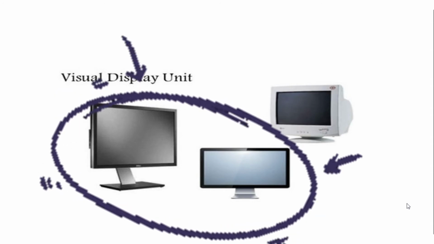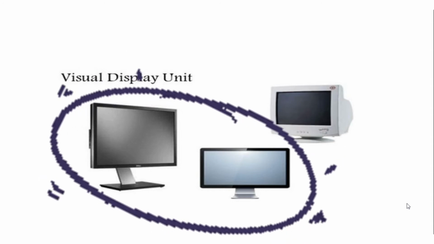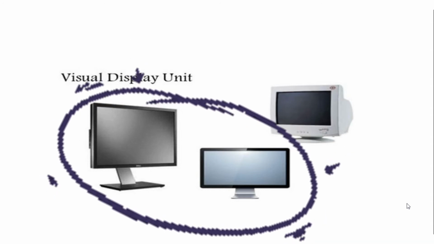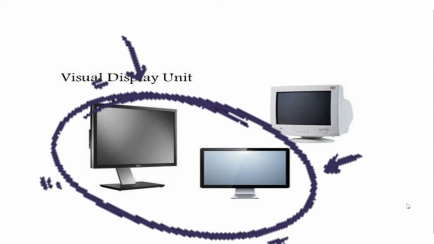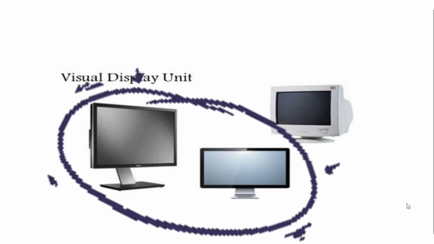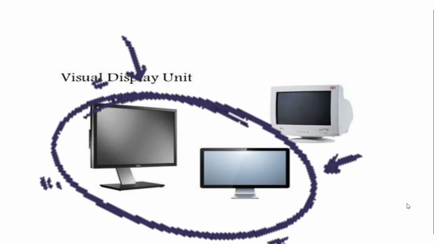Current uses of flat panel display include calculators, video games, monitors, laptops, computers and graphic displays. The flat panel display is divided into two categories. First is emissive display and second is non-emissive display.